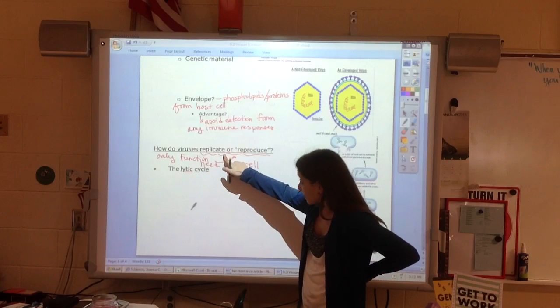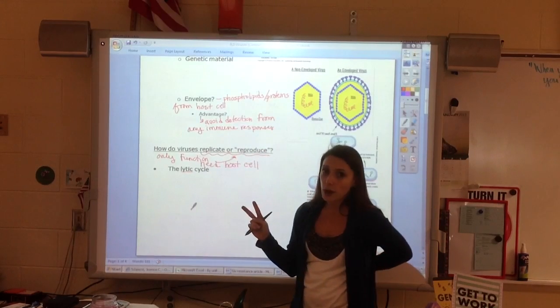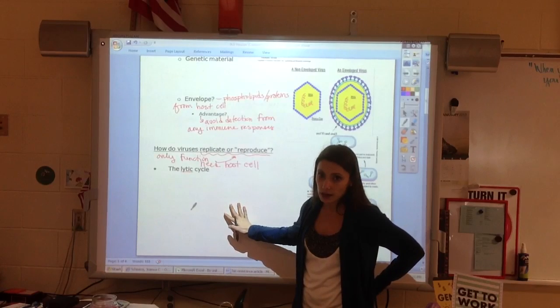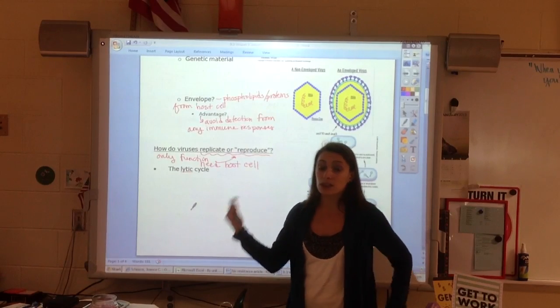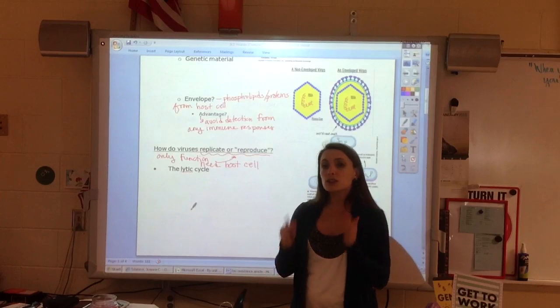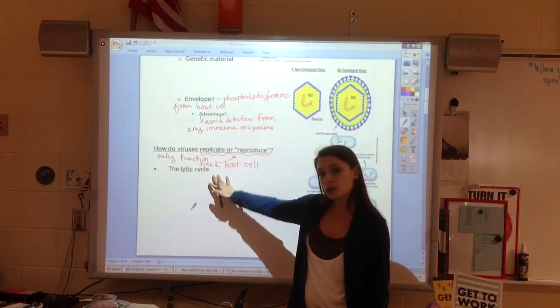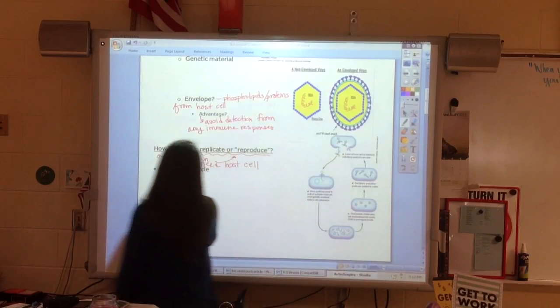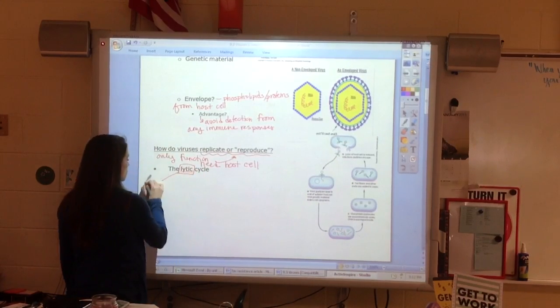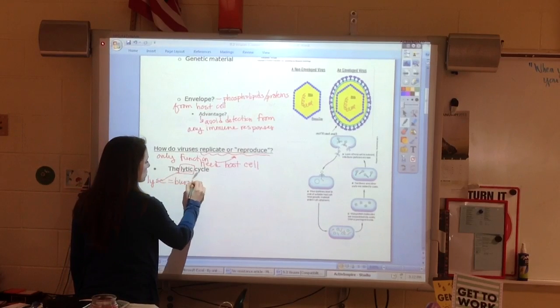Viruses replicate, copy, or reproduce in two different ways. The first is called the lytic cycle. And when we mean two different ways, we don't mean that a virus can switch back and forth. Its genetic code programs it to either be a lytic virus or a lysogenic virus. A lytic virus, lysis is the root word here, and lysis means to burst.